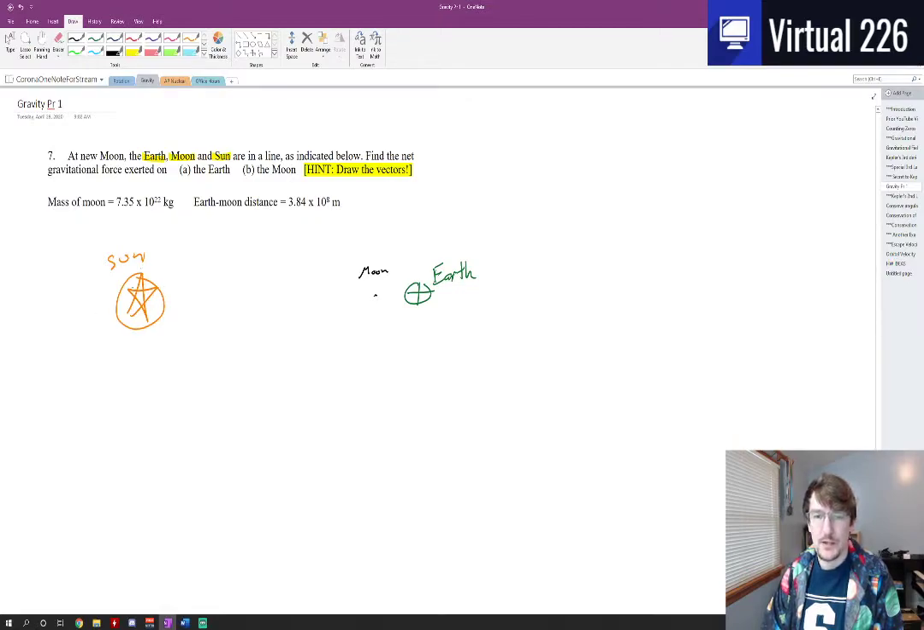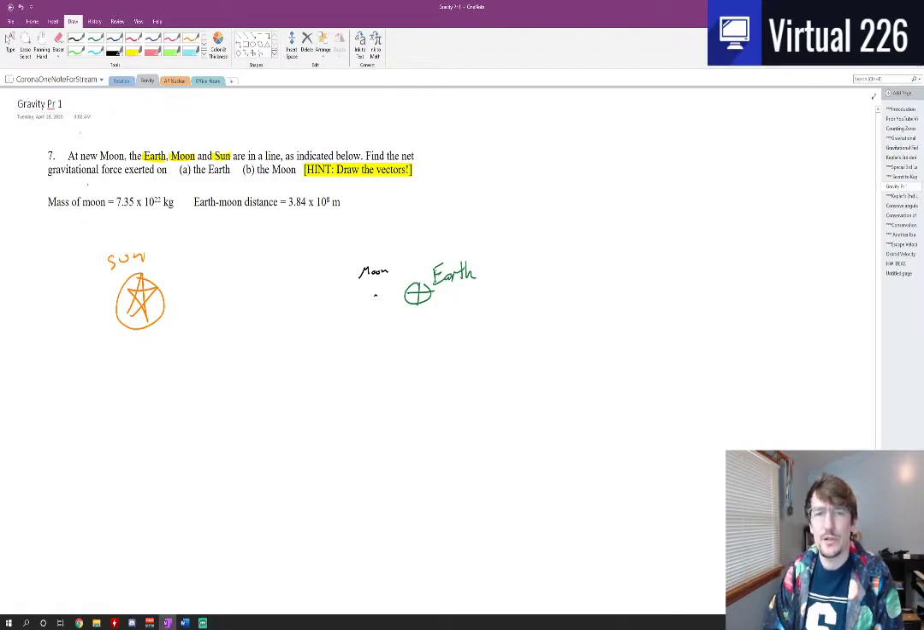We've got the sun here on the left, and these are all in a line. The moon, so this is a new moon right here, is between the sun and the Earth, which is this circle with a plus sign in it. That's a green Earth right there. We're going to do this for two scenarios. We're going to figure out the gravitational force exerted on the Earth and on the moon. My hint for this is to draw some vectors in this problem.